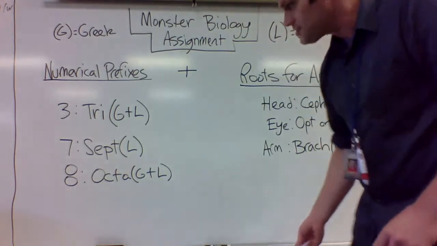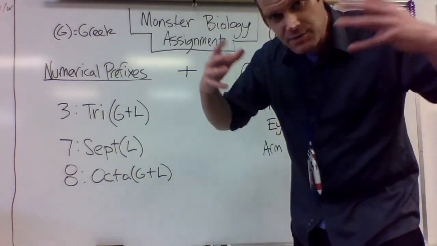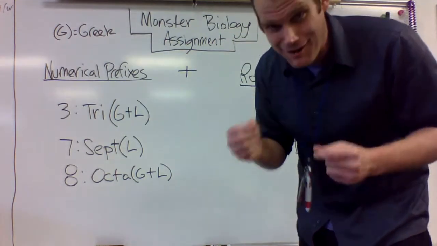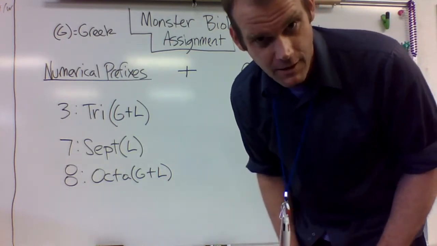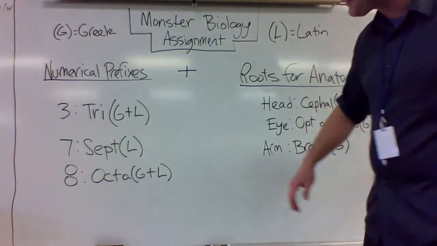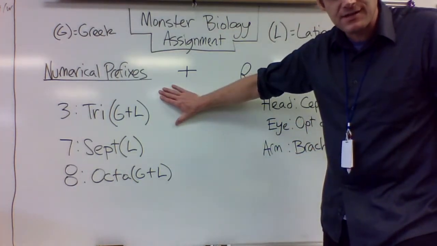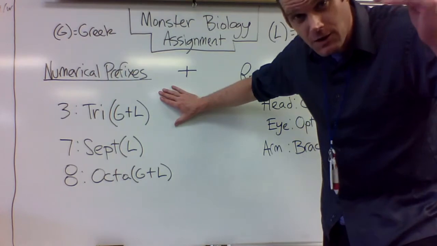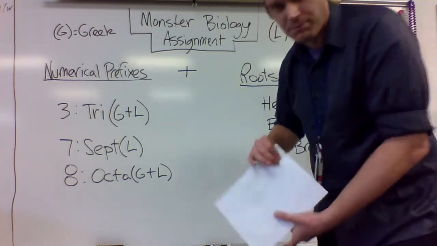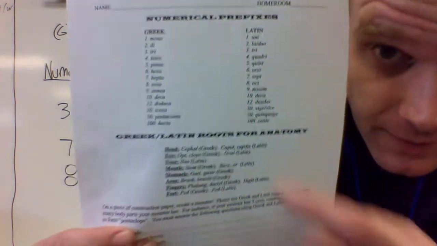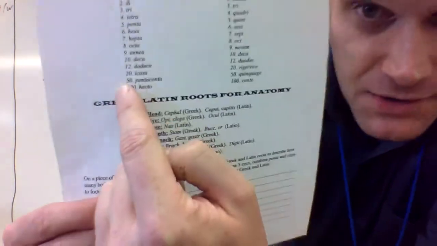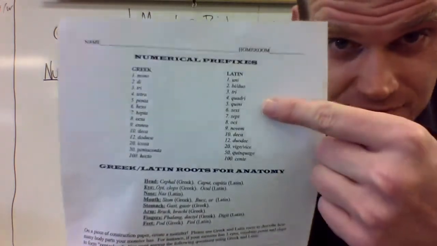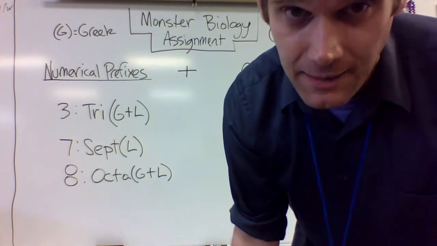So moving on. To create your monster, you have to envision each body part of your monster and how many of those body parts they have, okay? Let me show you what I'm talking about. With the numerical prefixes, you'll see a list that has both Greek and Latin numerical prefixes. Let me show you on the sheet right here, okay? We've got Greek going up to 20, but also including 50 and 100. And we also have the same for Latin over on this side. You'll see some of these roots are actually the same, okay?